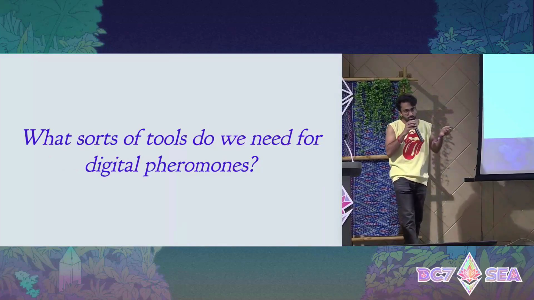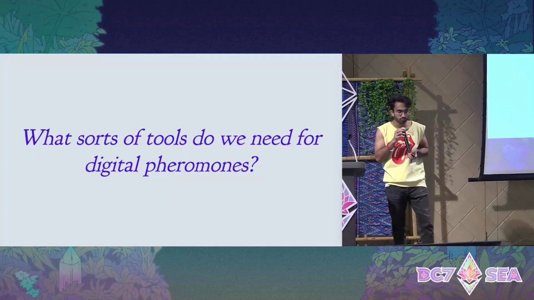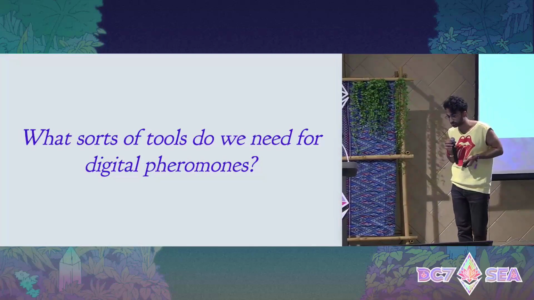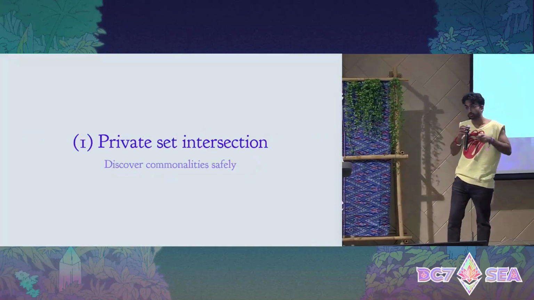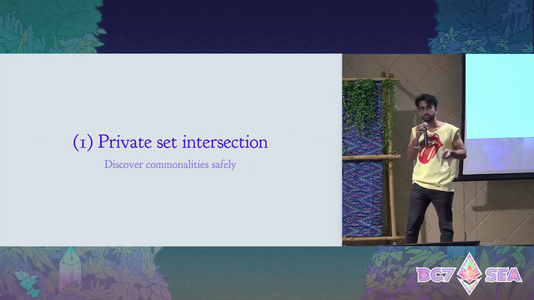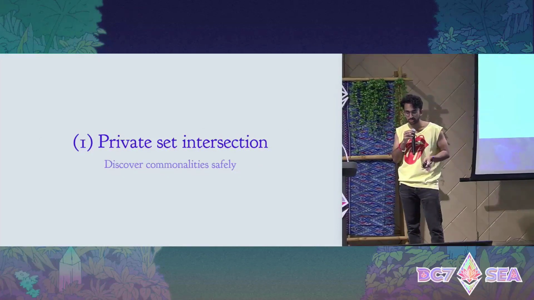Cool. So now this will progress into the more technical part of this talk, which is basically what sorts of actual cryptographic tools we are using here to build this sort of thing. I'm going to go through some past stuff and then some upcoming stuff as well. So the first one is something called private set intersection. This is a really classic cryptographic technique.